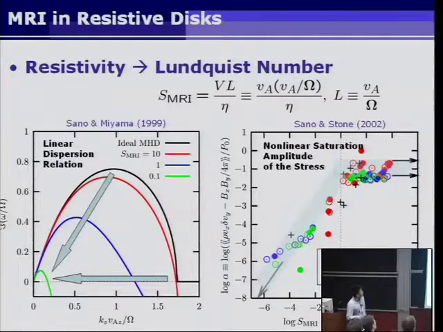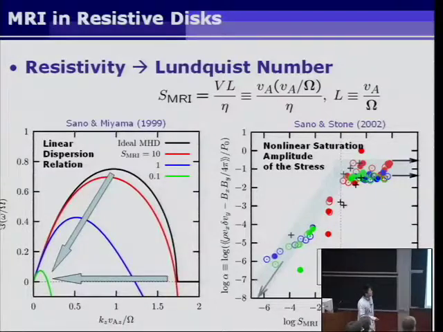So this is a linear analysis including only resistivity. The black curve is the ideal case. If we put in the resistivity, then the maximum growth rate decreases largely by the suppression of the dissipation. And also the characteristic wavelengths and the critical wavelengths decrease also due to the suppression by resistivity.